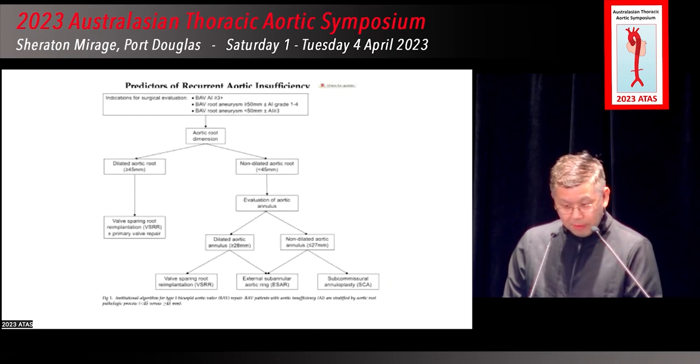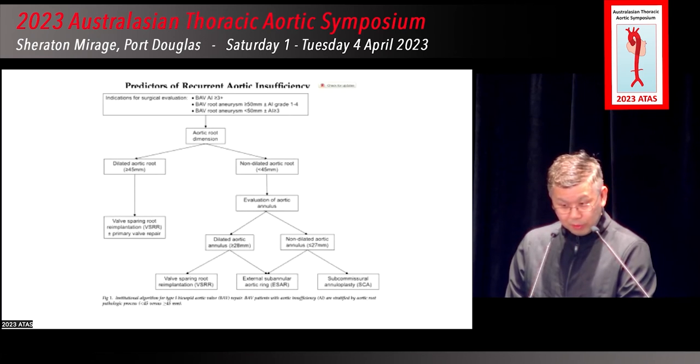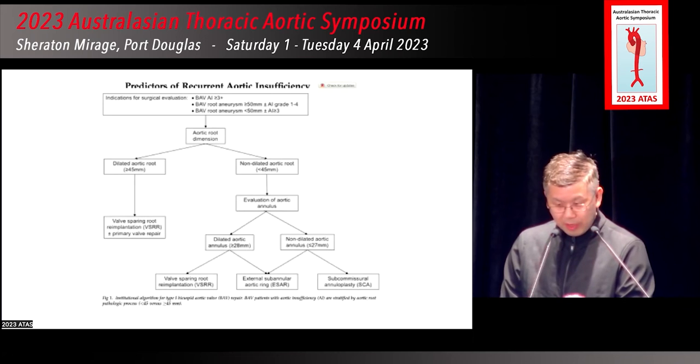They had 3 separate operations depending on the annulus. If your initial annulus was over 28 millimeters, you had a valve sparing or a valve repair with external subannular aortic ring. If you had less than 27, you had either subcommissural annuloplasty or the external ring.